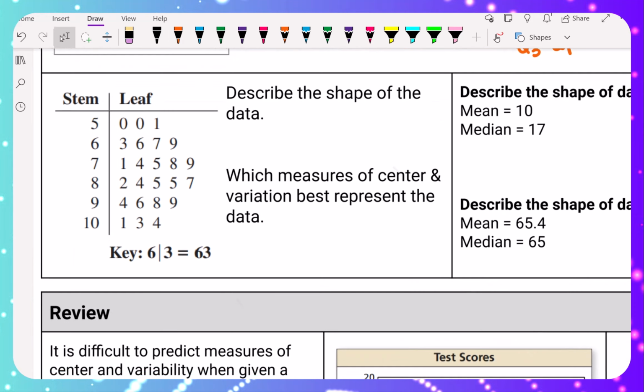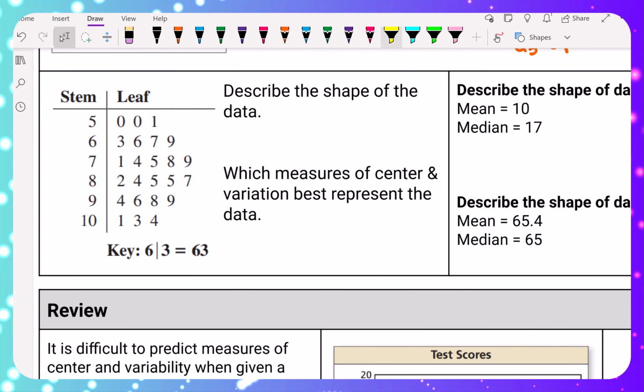All right, so here we have a stem and leaf plot. In case you don't remember how to read a stem and leaf, you just look at the first number and then you pair it with a leaf. So that would be 50. This number would be 75. And then this number would be like 103, okay?